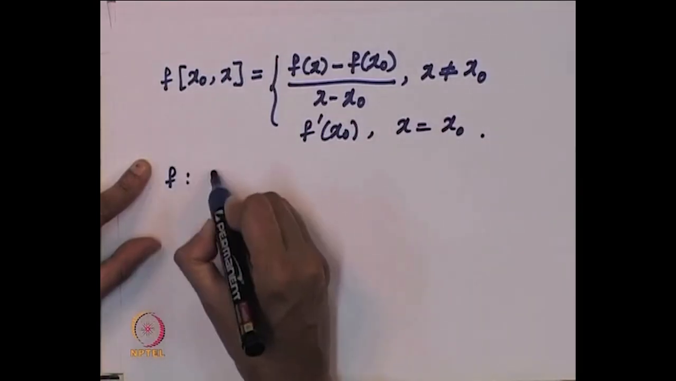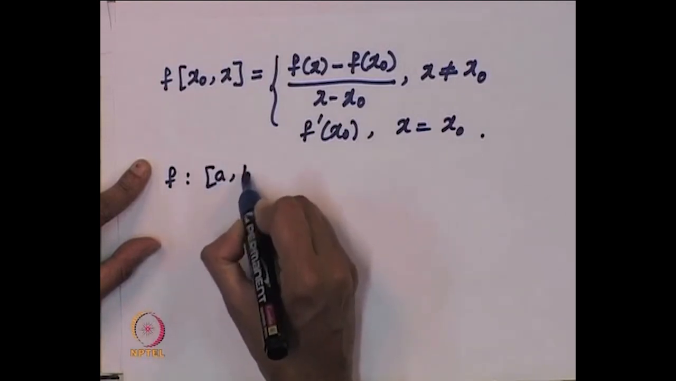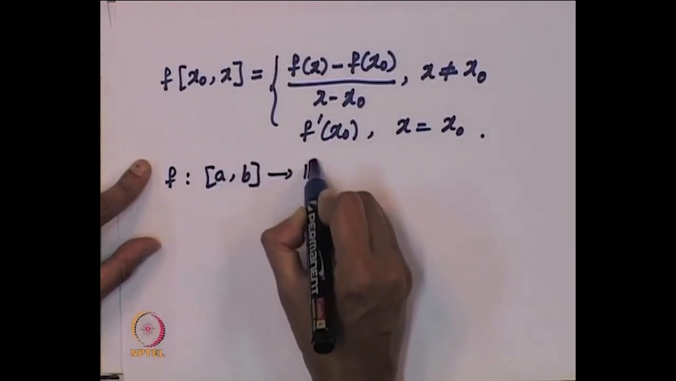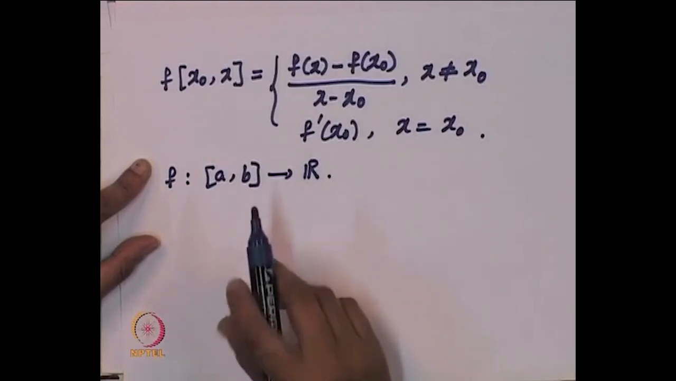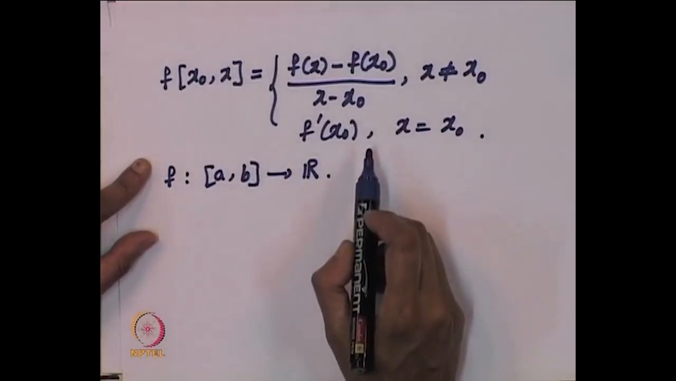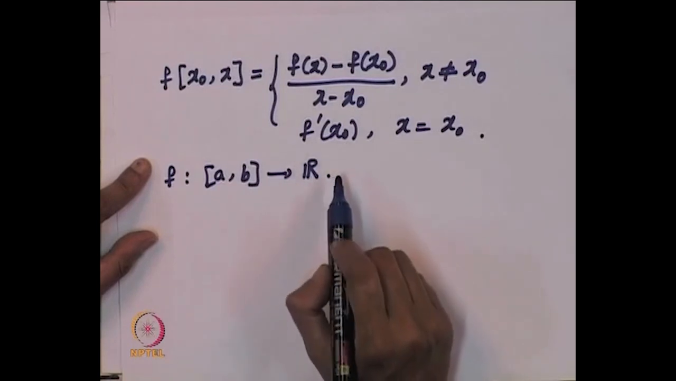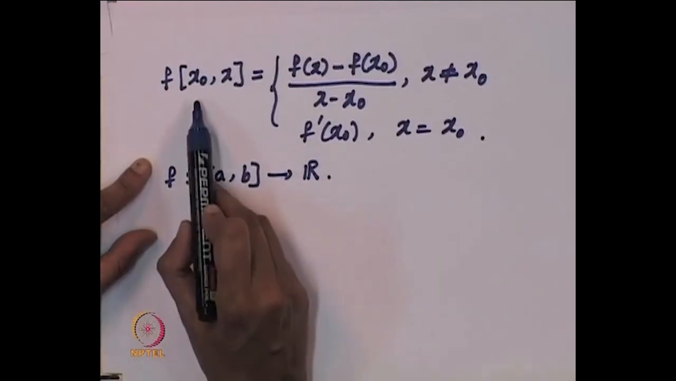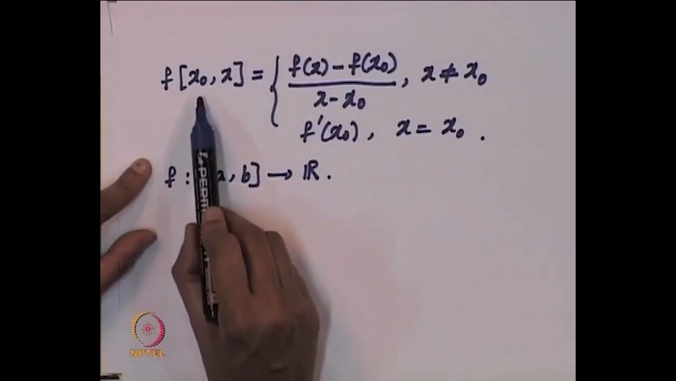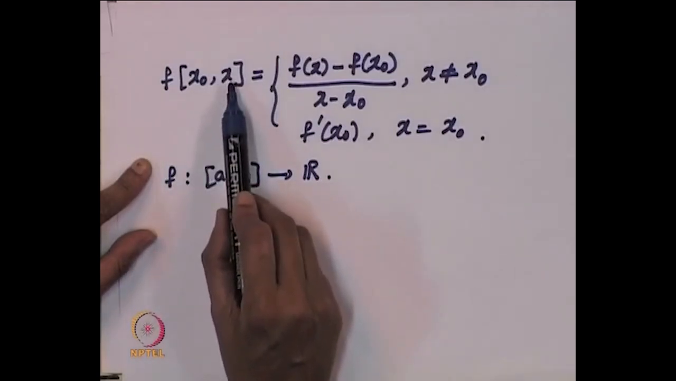Our function f is defined on the interval [a, b], and let us assume f to be differentiable, so that we can talk of f dash of x 0. Now, you fix x 0, then f of x 0, x becomes a function of x.